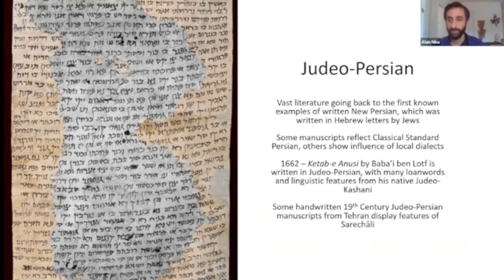And there would be some words here and there that they'd go, I don't know what that is. I don't know what this guy's saying. This is weird. It would just have some weird vocabulary in it, but largely they would understand it. There are some 19th century manuscripts that I've found from Tehran, and they have some features of Sarachali, that spoken Jewish Persian dialect, but they're still overwhelmingly standard classical Persian. People didn't write the way that they spoke.